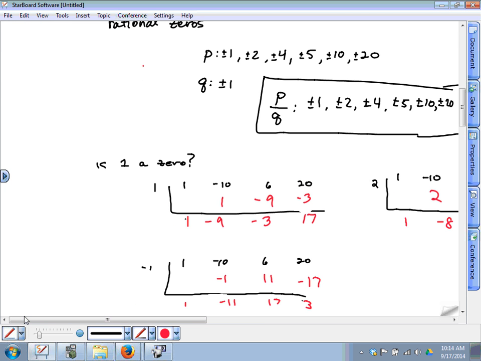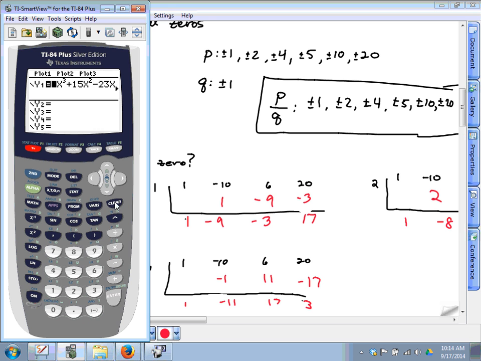Do you remember another name for zeros? X-intercepts, right? What if we just graphed the polynomial and saw where it crossed the x-axis? Wouldn't that tell us about the same thing as what we're doing here? Let's try it. Go to your graphing calculator and type in the equation: x to the third minus 10x squared plus 6x plus 20.